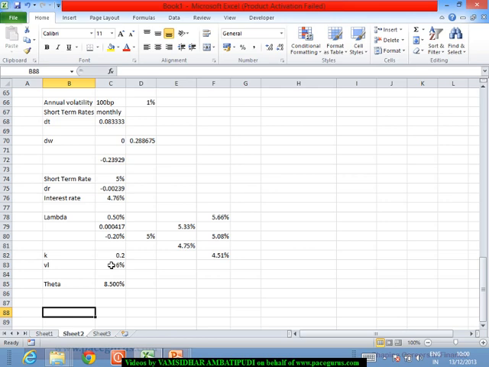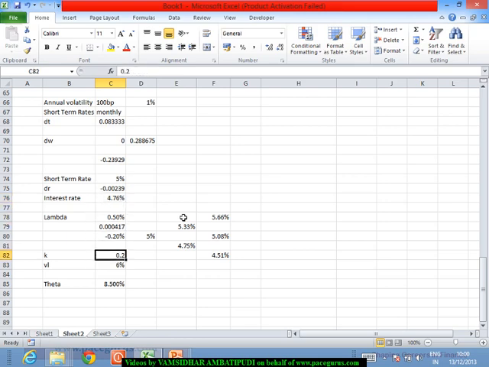Now the current short term rate is 5%. So there is a chance that the interest rates will go up in future for the next few years, and once they are above that 8.5%, they will start falling also.